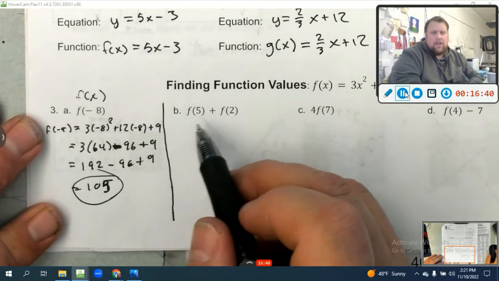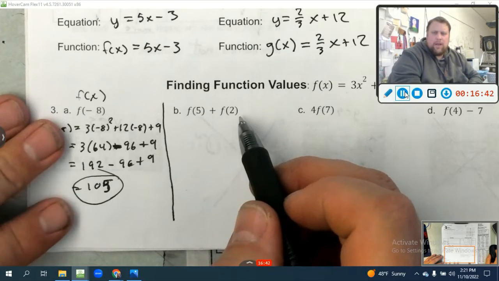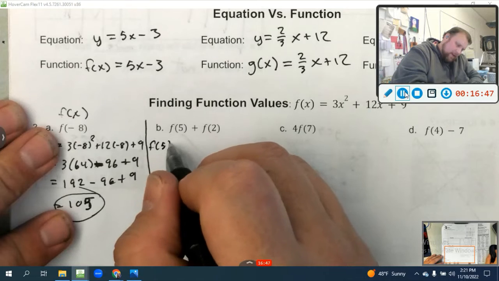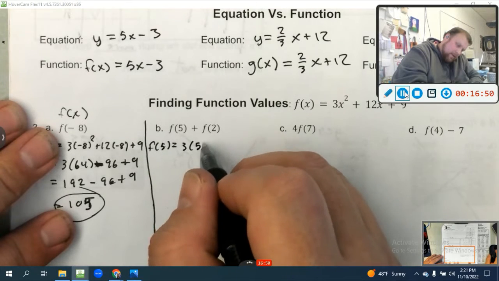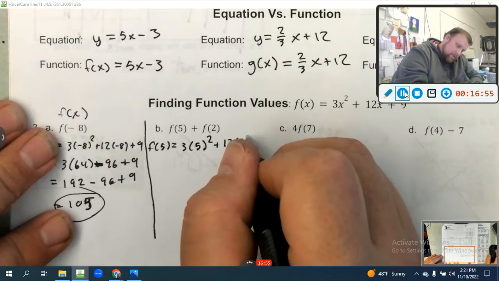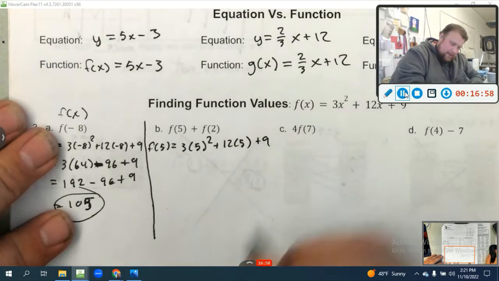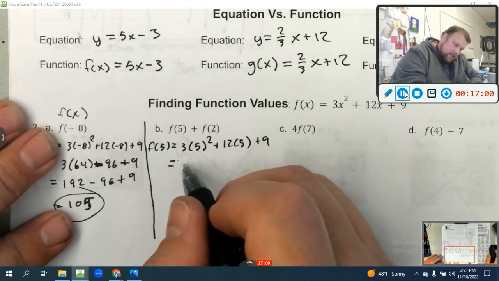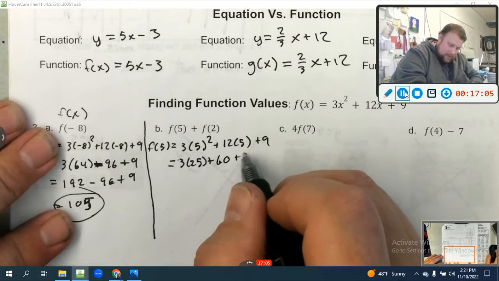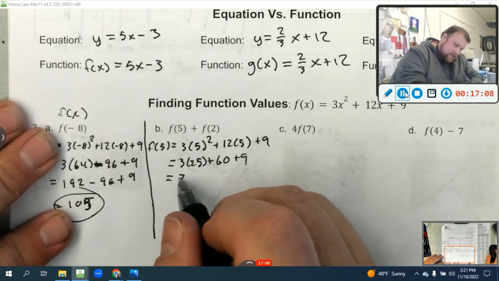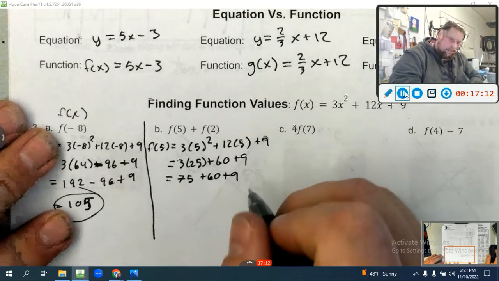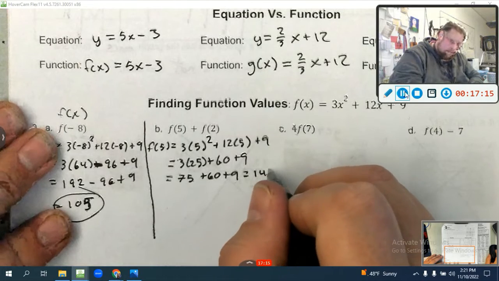Now look here where it says f of 5 plus f of 2. What do we do here? Well, here, guys, I'm going to first figure out f of 5. f of 5 equals 3 times, instead of x, I'm putting 5 squared, plus 12 times 5, please make sure and put it in parentheses as well, plus 9. So that's just 3 times 25 plus 60 plus 9, which is 75 plus 60 plus 9, and that is 144.